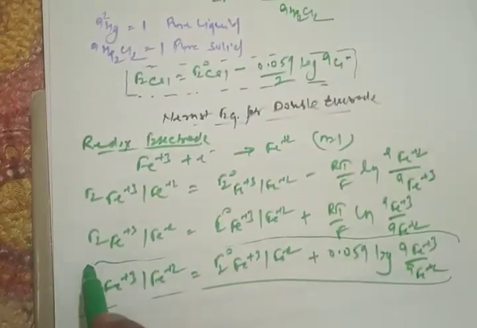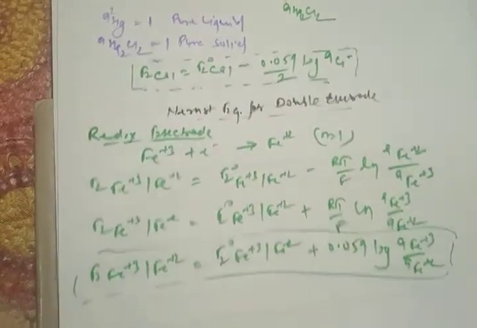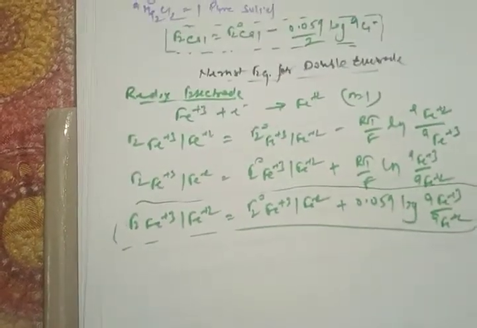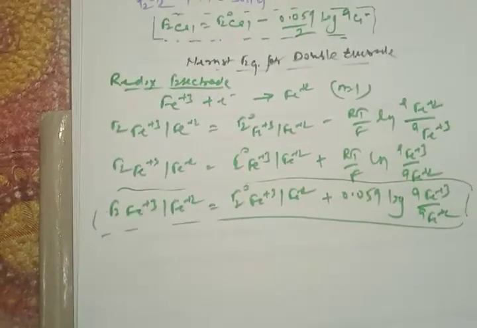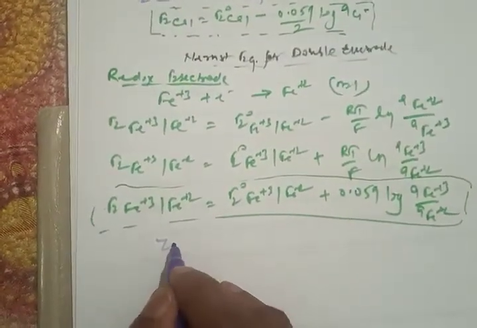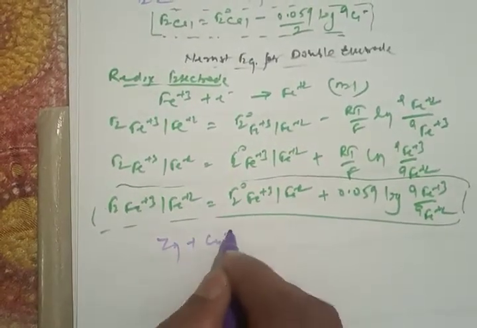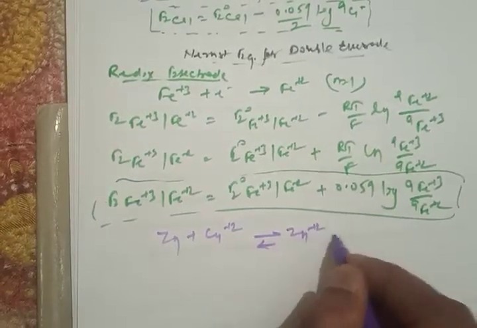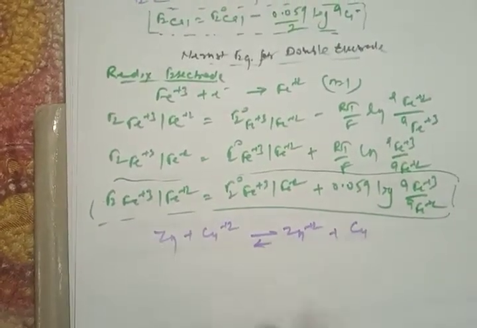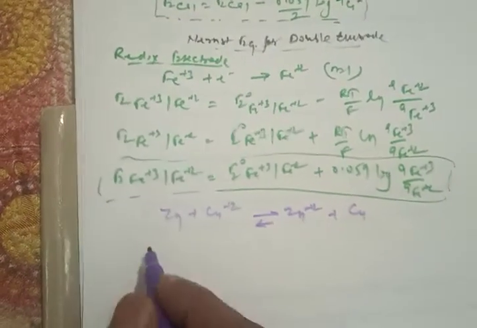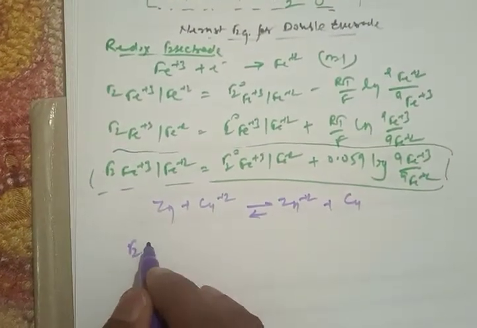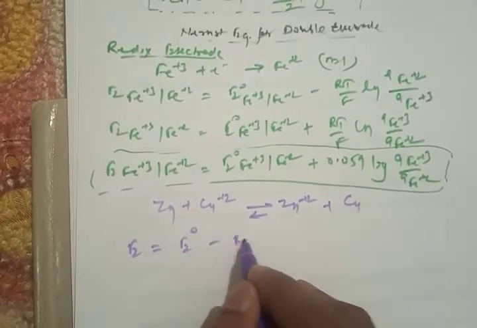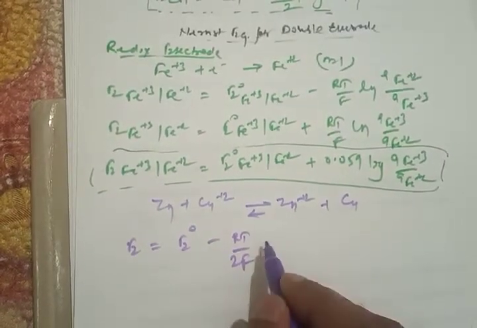Okay, can we go for another example? In case of redox electrode, we can take one more example. If you have an electrode like this, Zn, then Cu+2, so this will give you Zn+2 and Cu. So what will happen in this case? I'm writing the Nernst equation directly: E equals E naught, RT upon 2F, because n is 2, and ln.